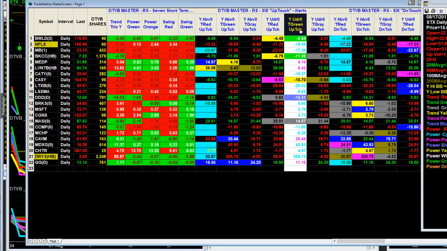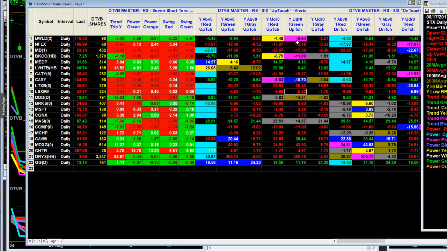In this column right here, we've got yellow under 0, so the trio lines are all under 0, and trend green is up touching. In this case, these two pink lines are up touching the blue line. The tan line is the orange line, and it's up touching, and the gray line is over 0.